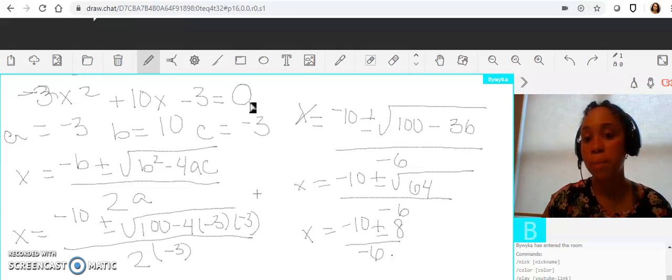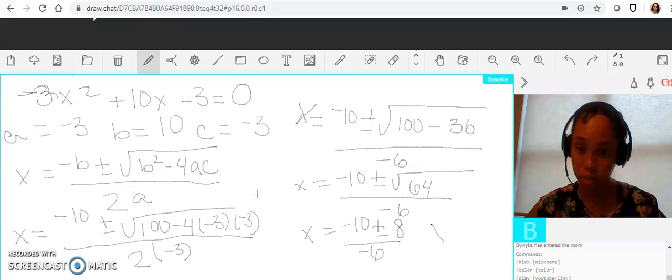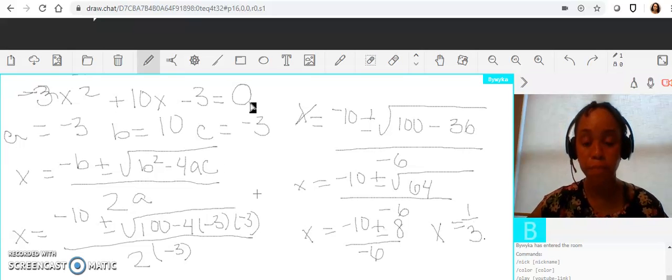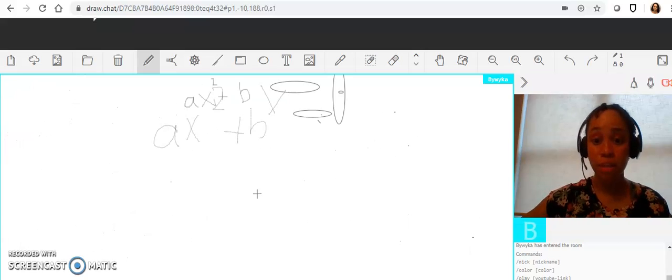So negative 10 plus 8 is negative 2. So negative 2 divided by a negative 6 is, so my first is positive 1/3. The next one is negative 10 minus 8. So negative 10 minus 8 is negative 18. Negative 18 divided by negative 6 gives me a positive 3. And so those are my two solutions. And I hope that this helps.